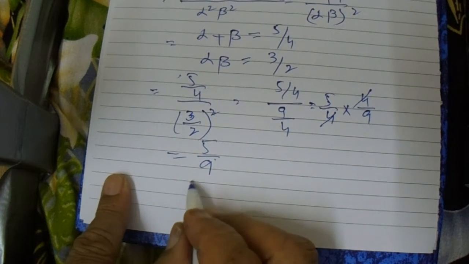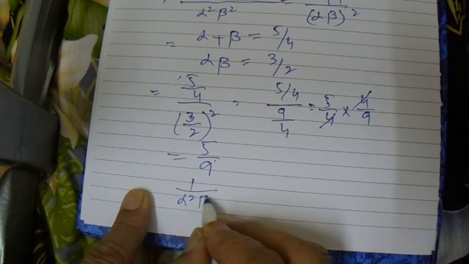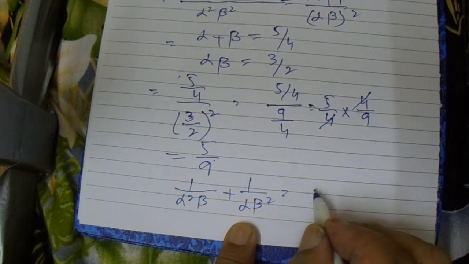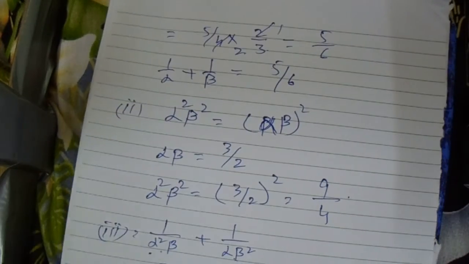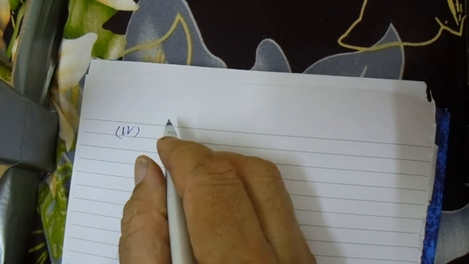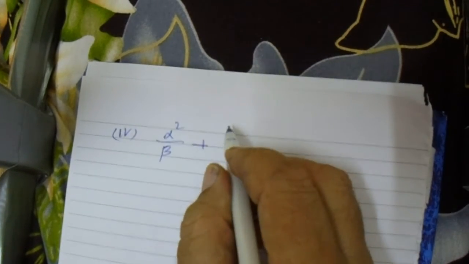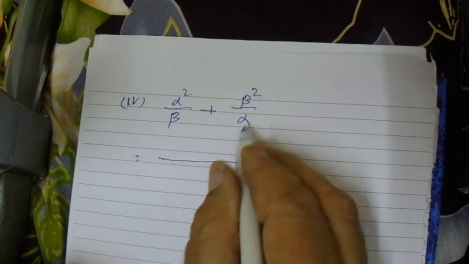So 1 over alpha square beta plus 1 over alpha beta square, we have found, and the answer is 5 by 9. This is the third part of this question. Now we solve the fourth part. This is the fourth part of this question: alpha square over beta plus beta square over alpha. Now we solve this. We again take the LCM of this. We get alpha beta.